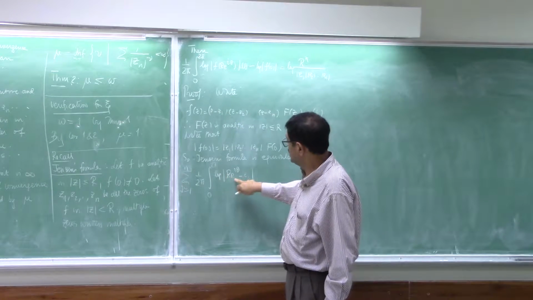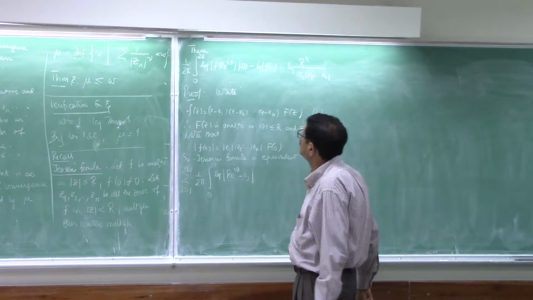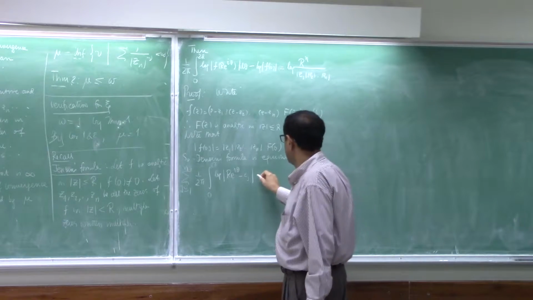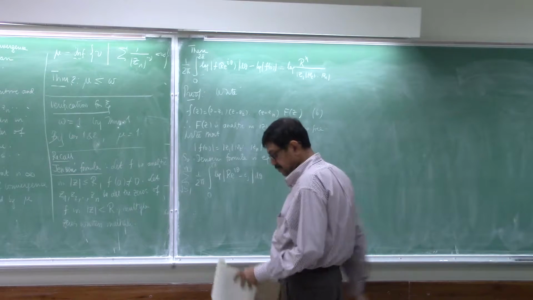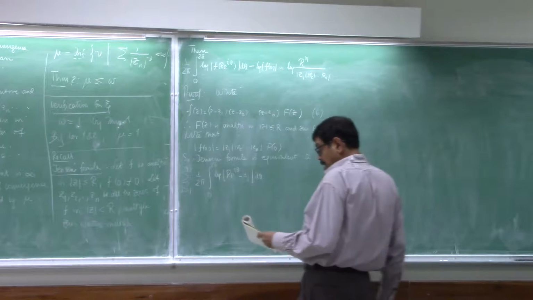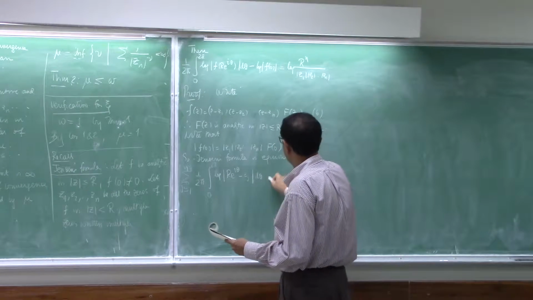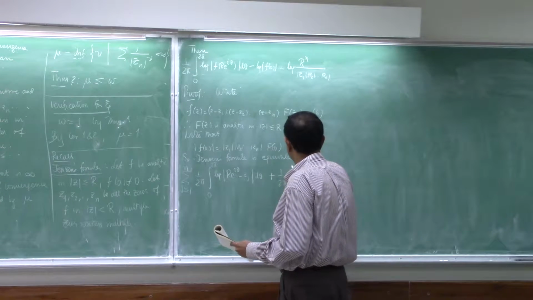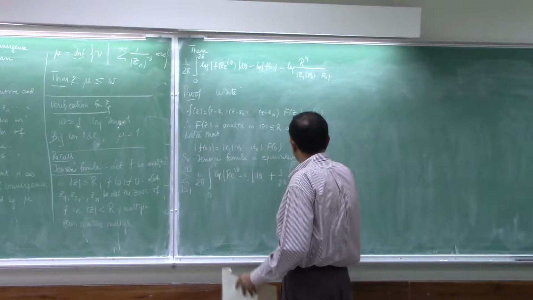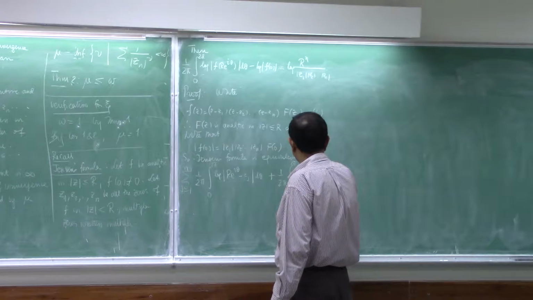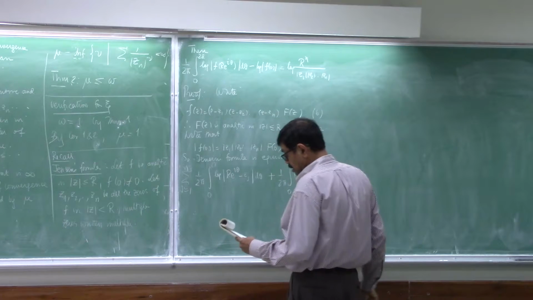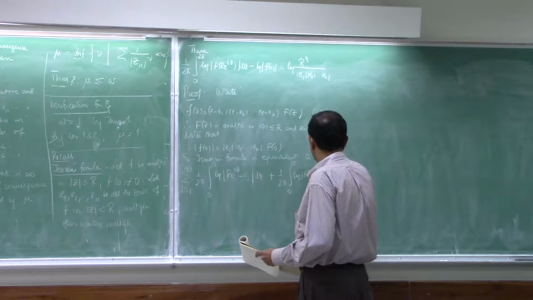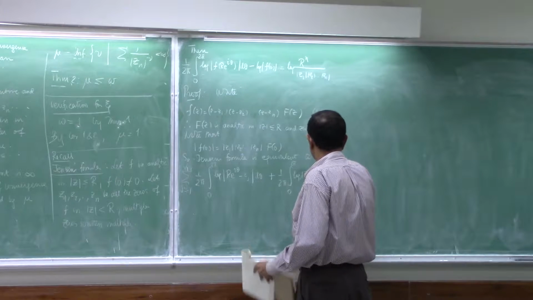minus zj part, and z is traveling along the circle. So that's your r e to the theta, d theta, plus 1 over 2 pi, integral 0 to 2 pi, capital F of r e to the I theta, log, d theta.